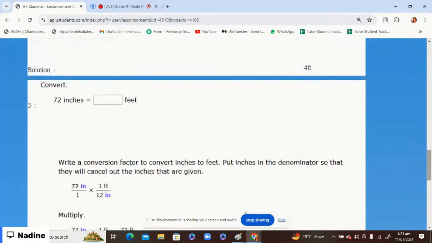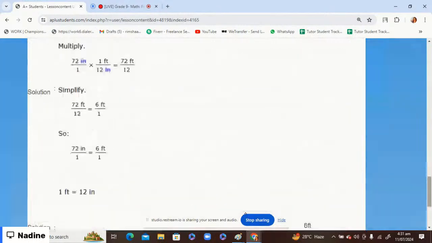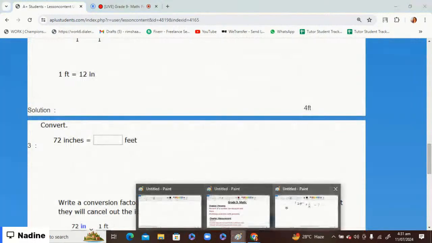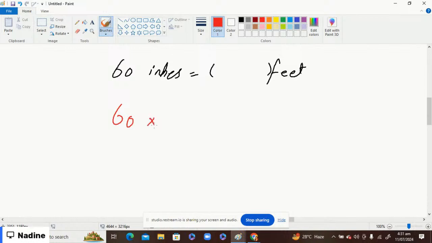Again the same thing, 72 inches, and then convert it into feet. You're going to multiply with 1 by 12, and then just check it out, any number which is in the form of inches, like here 60 inches, how many feet? So how can we solve it? We're going to solve it this way: 60 multiplied by 1 by 12. 12 times 1, 12 times 5. This is 5 feet.